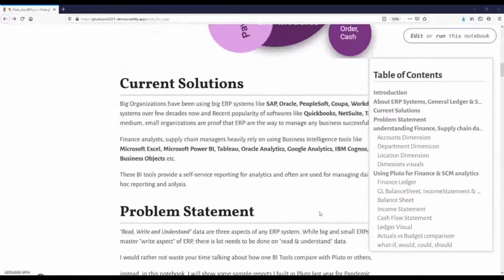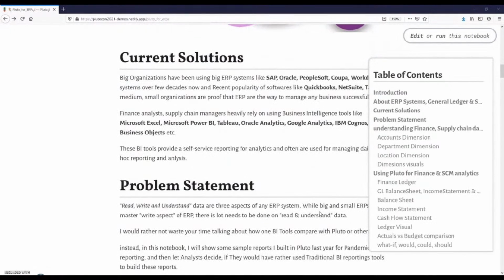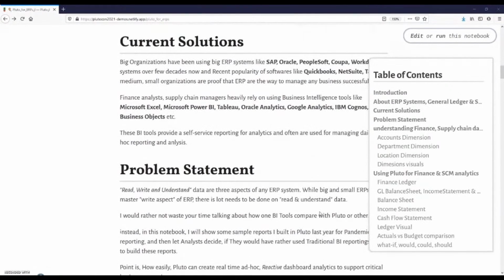Now let's talk about the current solutions, what is available in the market. ERPs are the backbone of any living organization, whether it's small, medium, or large. Every organization uses the ERP concept, whether on a piece of paper, a small Excel file, a Microsoft Access database, or a large sophisticated system like SAP, Oracle, PeopleSoft, Coupa, Workday, things like that. There are tons of big ERP systems available in the market.